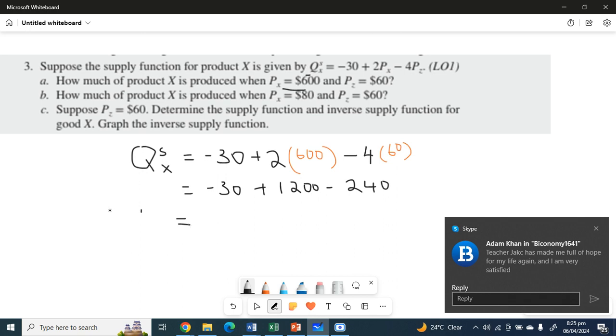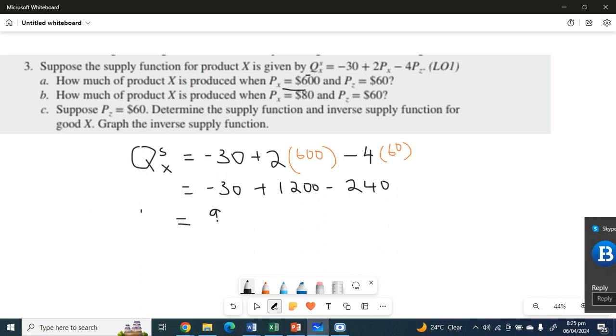you get 930 units. So 930 units of good X are going to be supplied when the price of good X is 600 and the price of good Z is 60. Any questions, colleagues, before we go to part B?